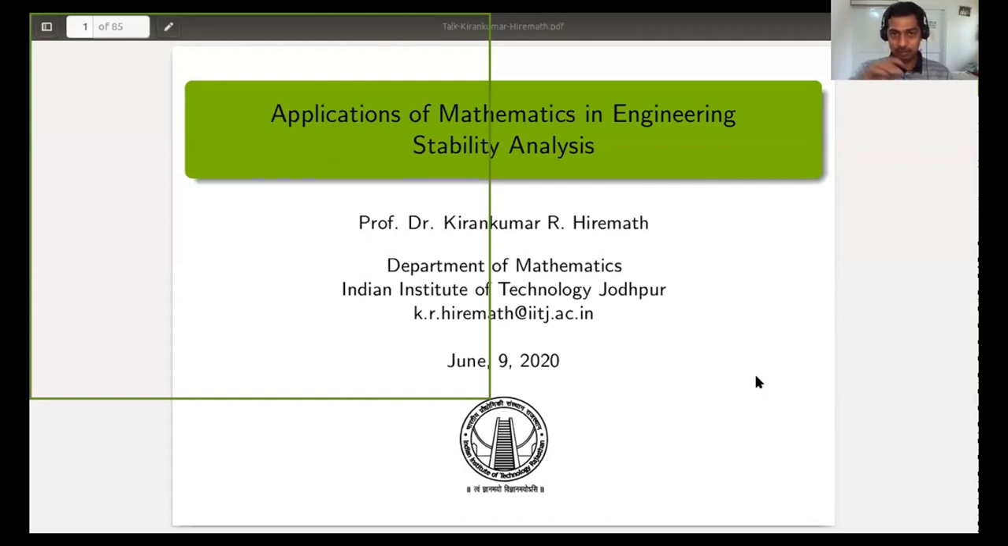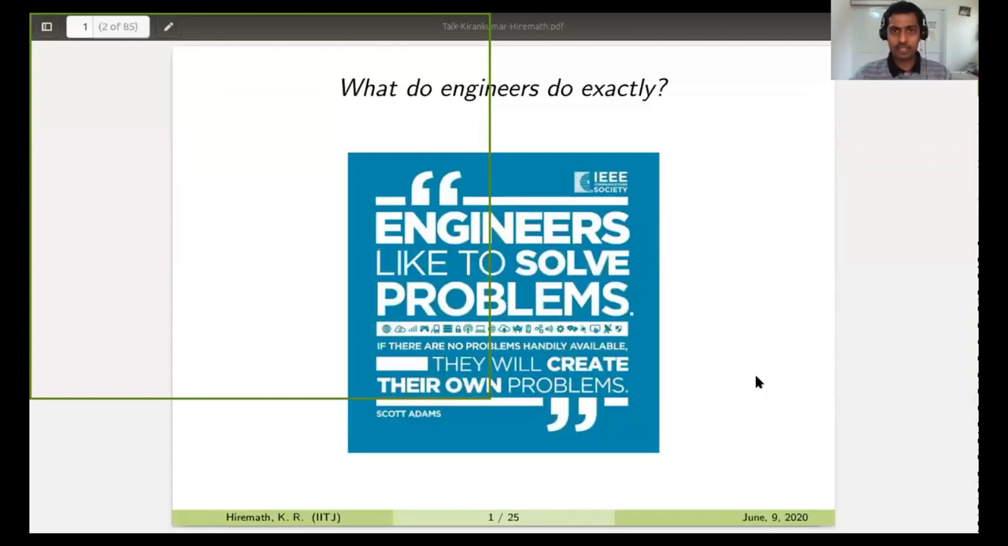So let's start with asking question, what do engineers do exactly? There are different branches of engineering. Ask any 12th standard students, what do you like to do? Many of them would like to go for engineering. So what exactly is engineering? Of course, there are different branches of engineering like computer science, mechanical engineering, electrical engineering, civil engineering, chemical engineering, and new branches like information communication technologies, nanotechnologies, biotechnologies.